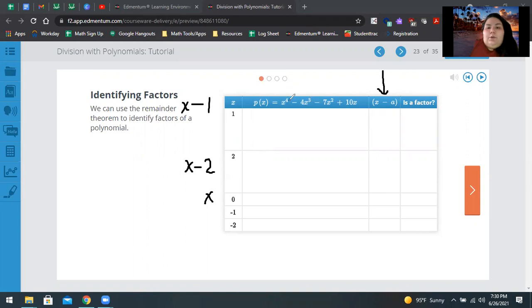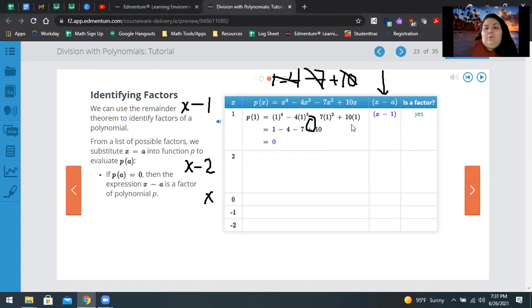So I have this as 1 to the 4th power, which is 1. So I'm going to just put 1. 1 to the 3rd power is 1. 1 times -4 is -4. 1 squared is 1. 1 times -7, -7. And then we have this plus 10. So 1 minus 4 is -3. -3 and -7 is -10, plus 10. That is 0. We like seeing the 0 there. That means that by plugging in 1, x minus 1 is a factor.